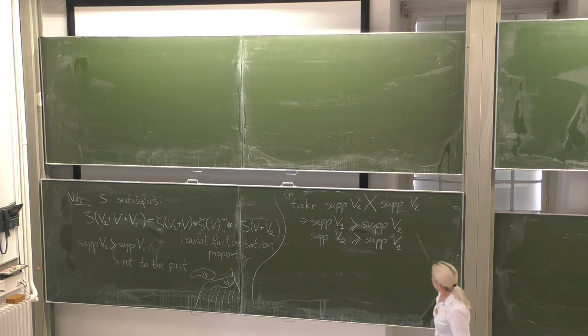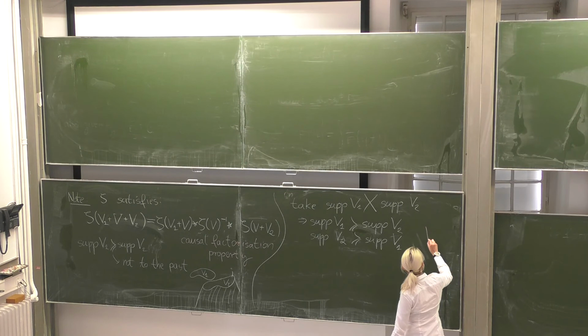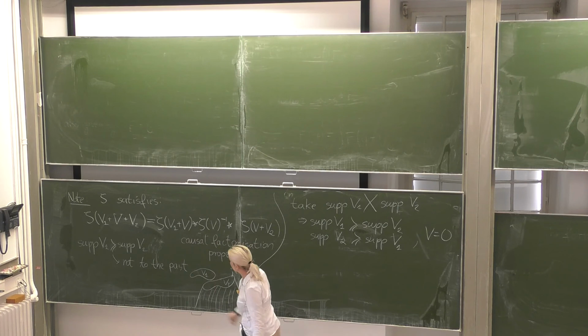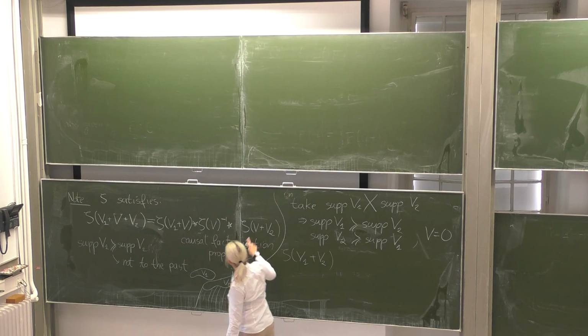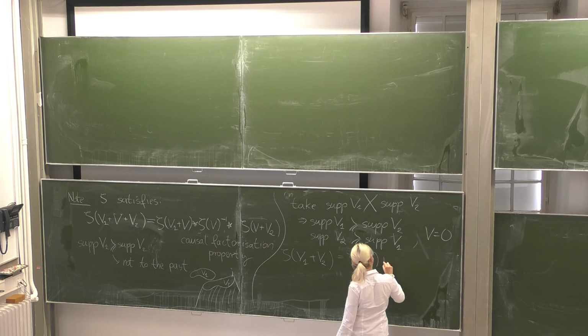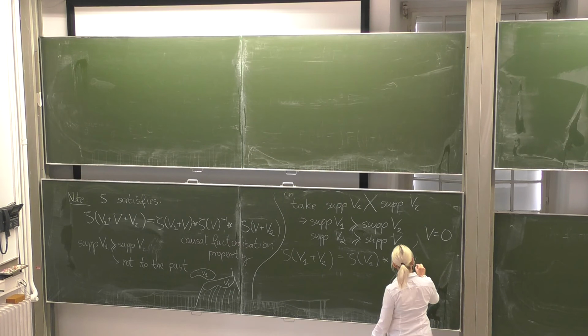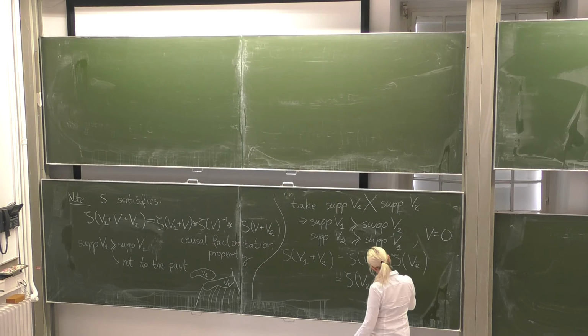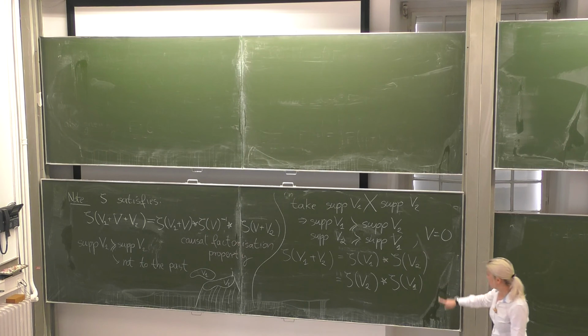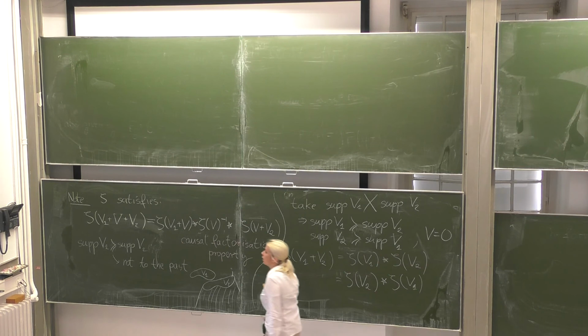And now let's take V equals zero in that property. So the causal factorization property implies that S of V1 plus V2, for V equals zero, we don't have the middle term. So we have one factorization. But we also can apply this in the opposite order. So this is S of V2 star S of V1. So the last move tells me that S of V1 and S of V2 commute.